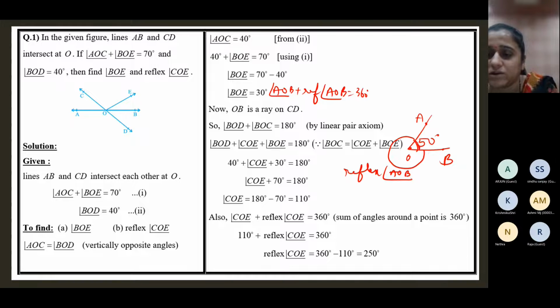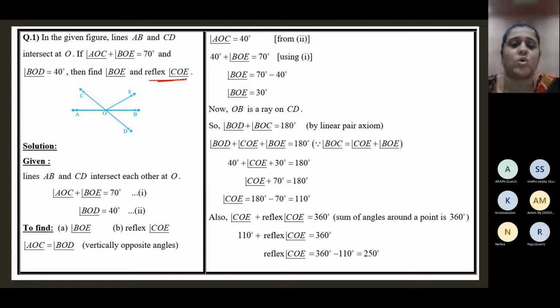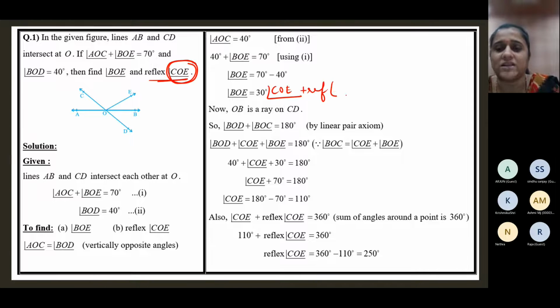Angle AOB means this one. This is the angle AOB. Reflex of angle AOB is the remaining part, this one. This entire part is the reflex of angle AOB. So angle AOB plus the reflex of angle AOB will be equal to 360 degrees. Okay, so here we have to find reflex of angle COE. So we are trying to find angle COE. Once we find angle COE, we know that angle COE plus reflex of angle COE is equal to 360 degrees. Any angle plus its reflex will be equal to 360.